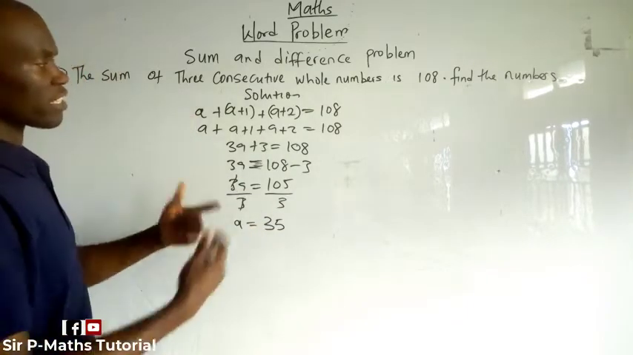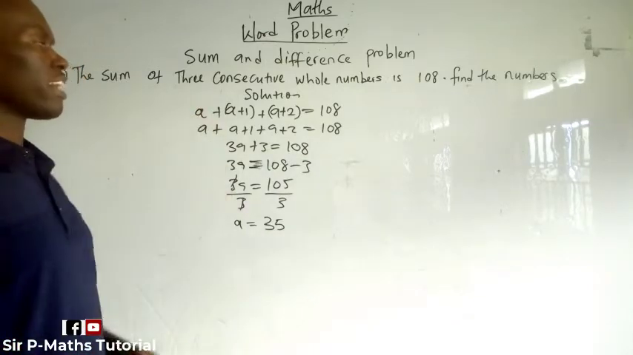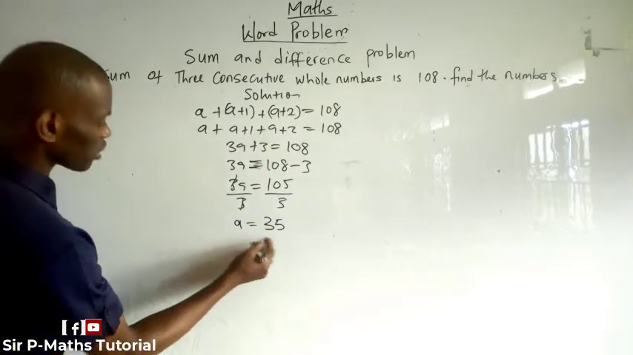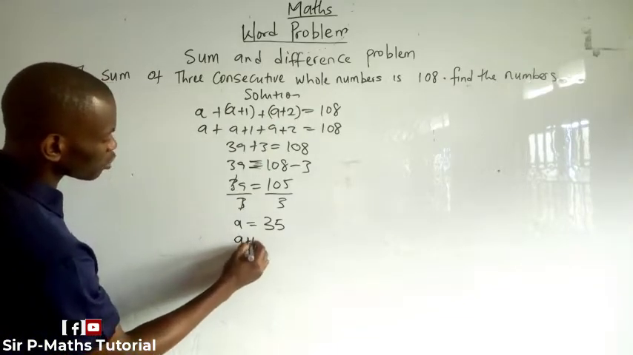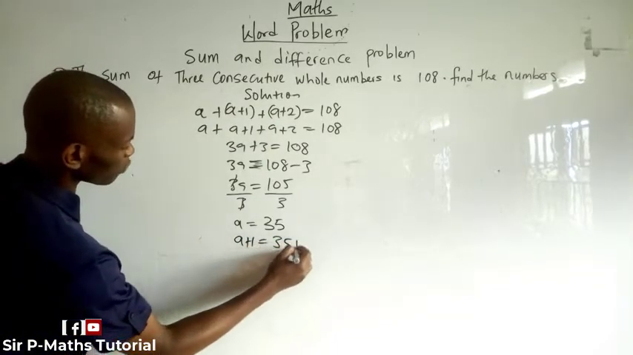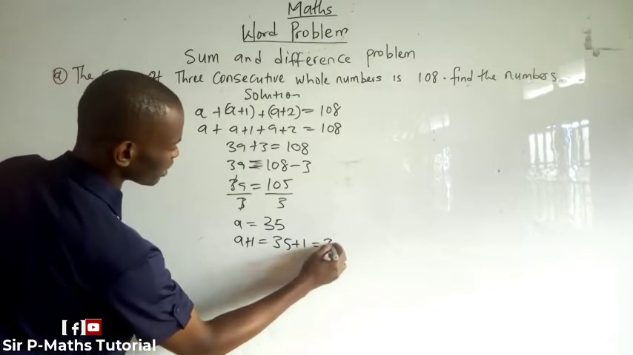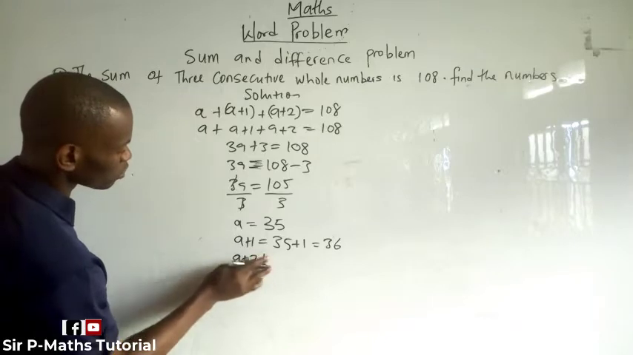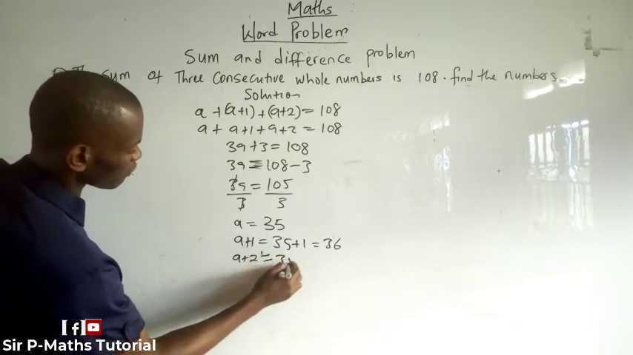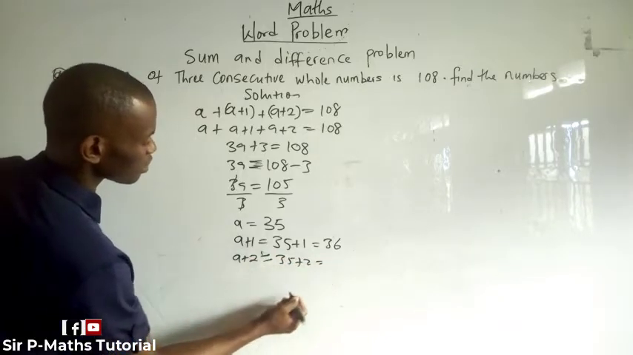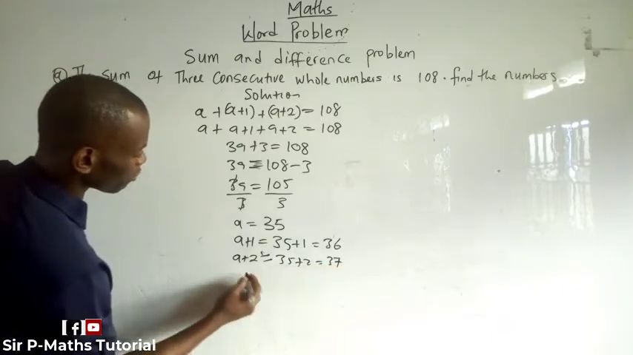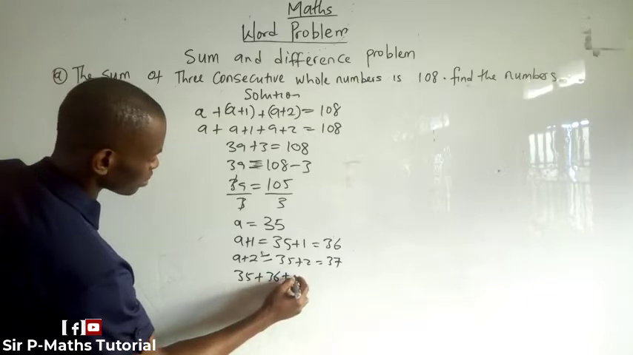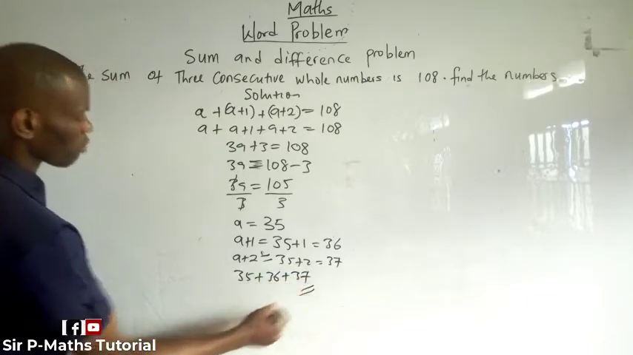How do I get the rest of the numbers? Remember, three numbers are added. This is a, a plus 1, a plus 2. Therefore, a is 35. A plus 1 means 35 plus 1. That means the second number is 36. Then for the third number, plus 2. Therefore, 35 plus 2 gives me 37. So the three numbers that I will add to get 108 are these three numbers.